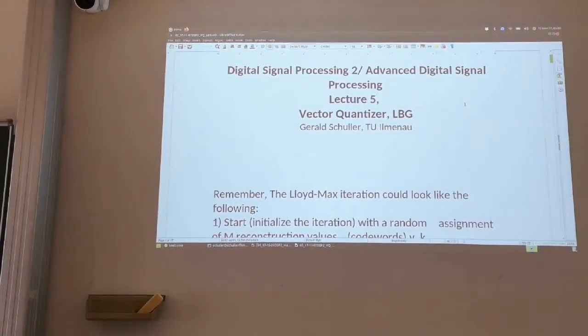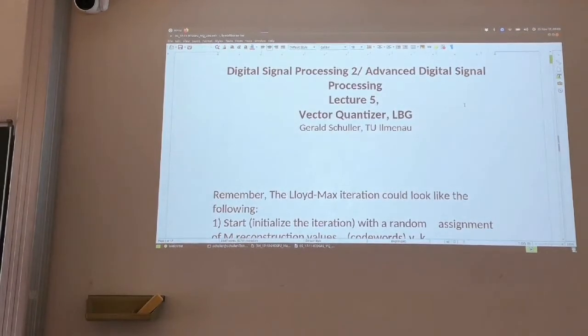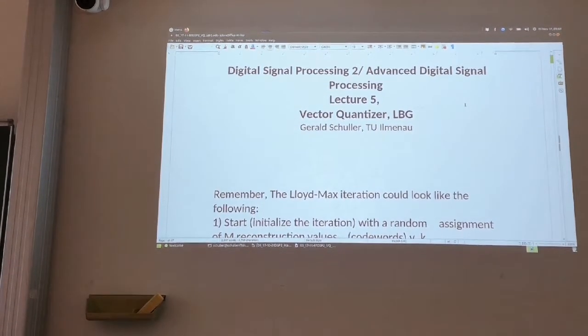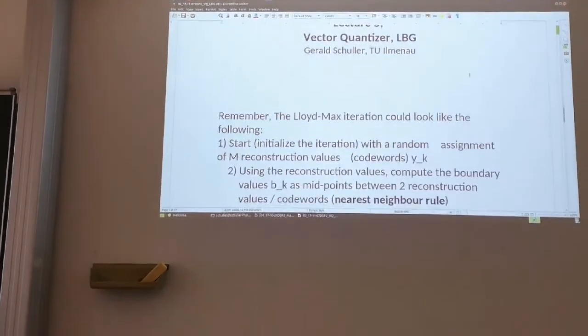Generalize now to the multidimensional case. So instead of having just a single value, we now combine several samples into a vector and then quantize this vector. And this is what we'll see today with a vector quantizer.